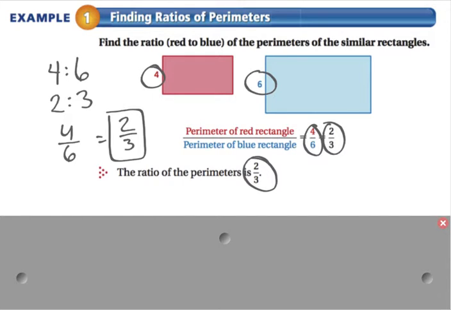This means red is 2/3 the size of blue, which actually means if we did a transformation from blue to red, the image size would be 2 and the pre-image size would be 3, giving us a scale factor of 2/3. In this lesson, we're focusing more on just the ratio written out, but you do need to know that for scale factor, image goes on top, pre-image goes on bottom.